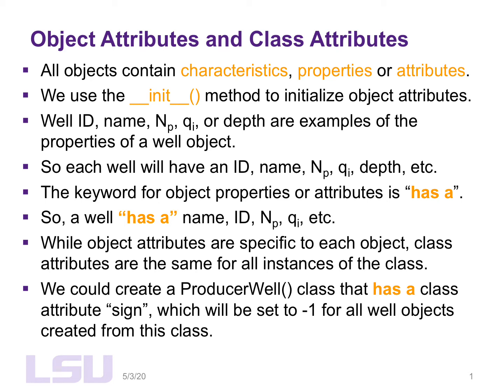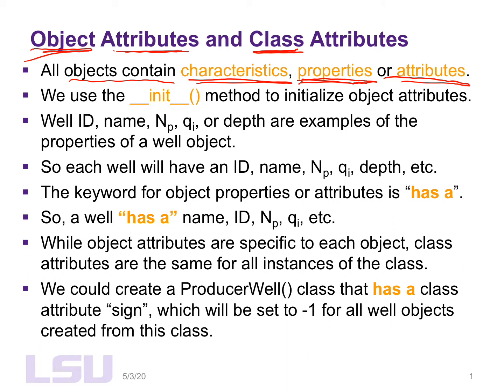Okay, so now we move on to part two of object-oriented programming. And here we're talking about two different types of attributes: object attributes and class attributes. What are attributes? Attributes are just another name for properties, which we've been talking about before. So properties, characteristics, attributes, same deal. Now, all objects contain properties or attributes.